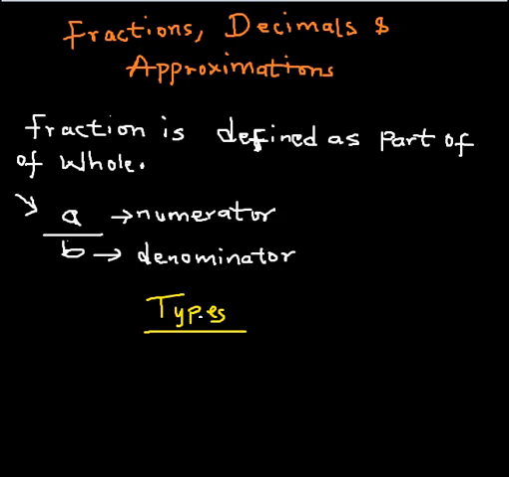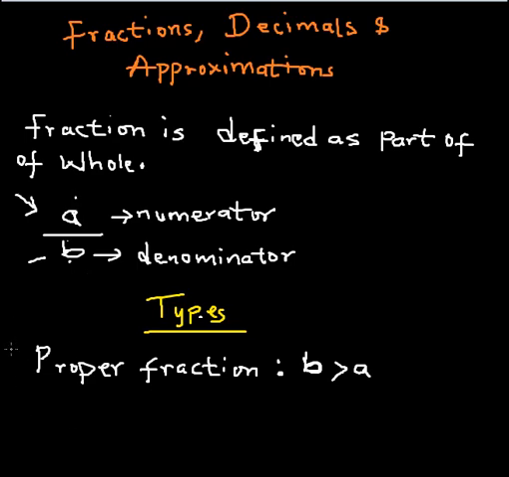A fraction can be proper. A proper fraction is supposed to be a fraction of a whole, so the denominator should be greater. A fraction is said to be proper if the denominator is greater than the numerator. B should always be greater than A.